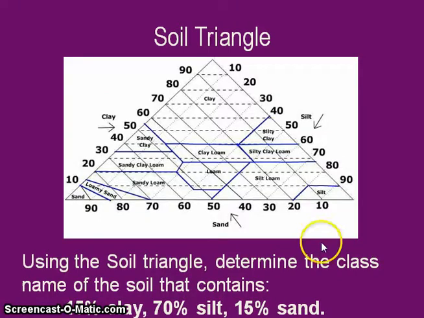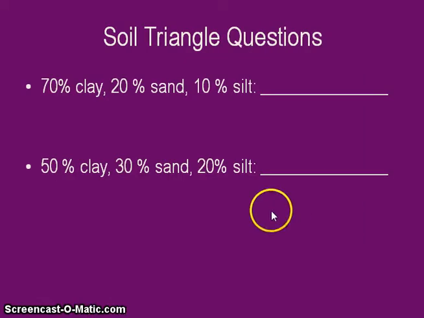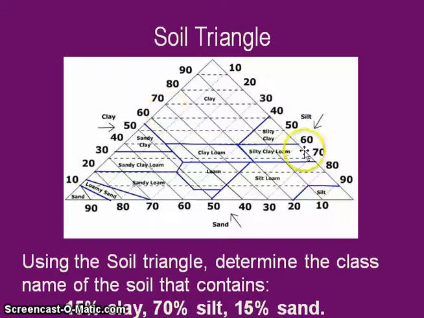So what I'd like you to do is, there are two more examples. Use your soil triangle here to find that out. Pause your video and then hit play again, and I'll be giving you the answers. Okay, so for your first example here, 70% clay, 20% sand, and 10% silt, you should actually end up in the clay section. Okay, so if you didn't get that right, make sure you do a double check or raise your hand and ask a teacher to help you.